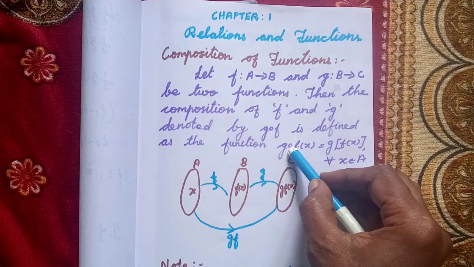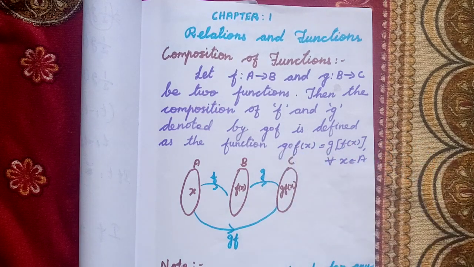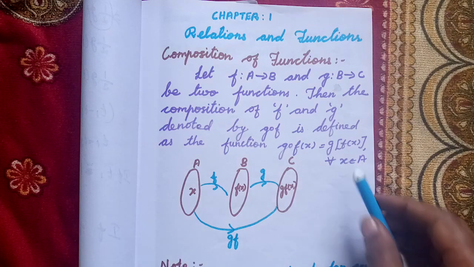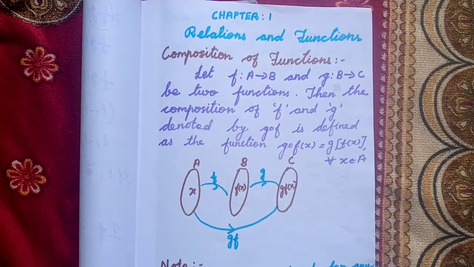Okay, this notation is composition. g composite f of x is equal to g of f of x, for all x belongs to A. Every x belongs to set A. Clear? Let f from A to B and g from B to C be two functions. Two functions we are taking.